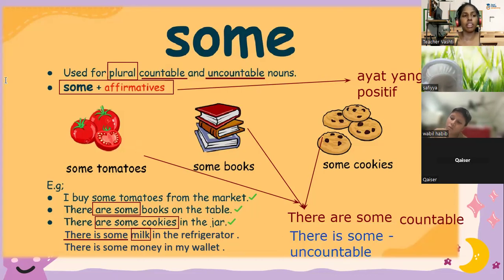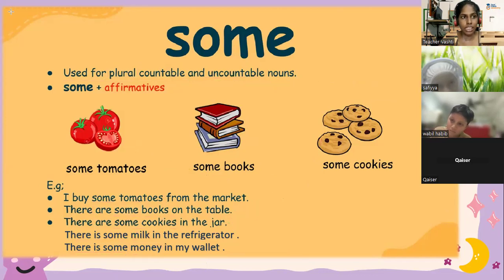There is some money in my wallet. Money boleh kira ke tak boleh kira? Tak boleh kira. Benda yang tak boleh kira. So sebab tak boleh kira, guna there is some money in my wallet. Jangan guna there are some money in my wallet. There are some milk. No. Kita tak boleh guna are untuk uncountable nouns. Do you understand? Yes.